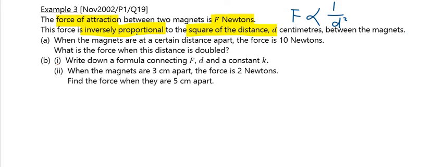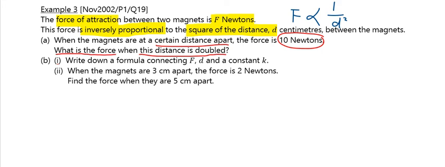When the magnets are at certain distance apart, the force is 10 newtons. And then what's the question over here? What's the force when the distance is double? Now here, it is quite vague at first when you read the question, but if you remember what you have done with proportional topic, you can always deal with this question without knowing the constant of proportionality. So let's have a look here first.